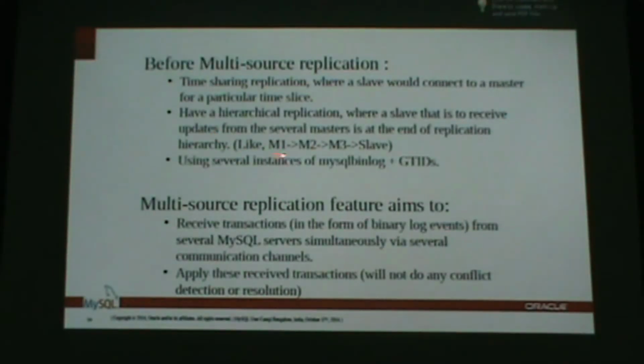Another way is like this: M1, M2, M3, slave. If you are interested in getting the data from M1, M2, M3, you can do a chain replication. But as you know, there is too much delay from M1 to M2, M2 to M3. It's like 3 in the chain, which will be delayed. And there are some other ways, but it's really a difficult way of doing it.